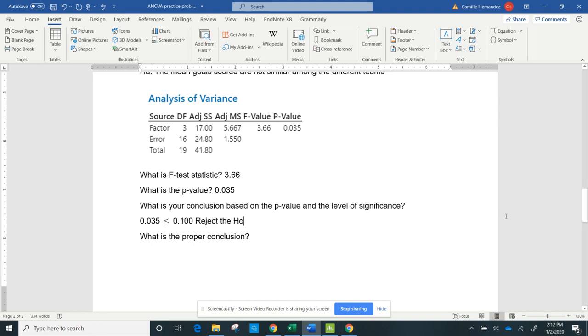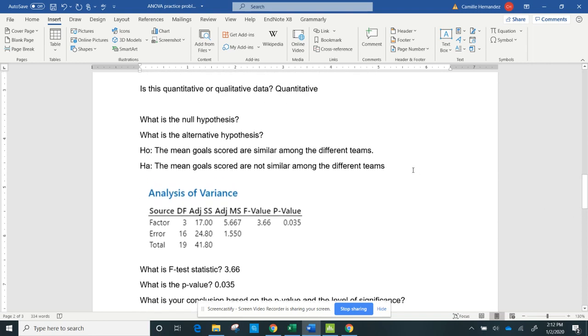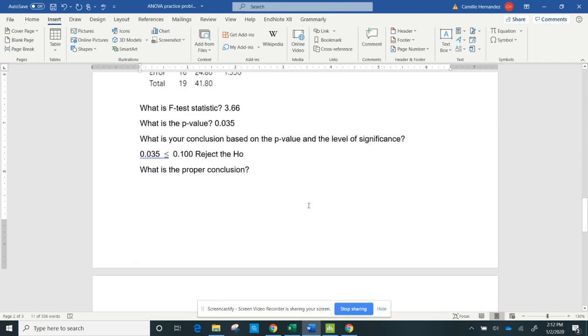Okay, so what does that mean if I reject the null? So this one is false and this one is true. Okay, so that tells me that the mean goals scored are not similar among the different teams. So I'm going to put that as my conclusion right here. Okay, I'm just copying my alternative again, and all I'm going to do is say at the 10% level of significance, the mean goals scored were not similar.